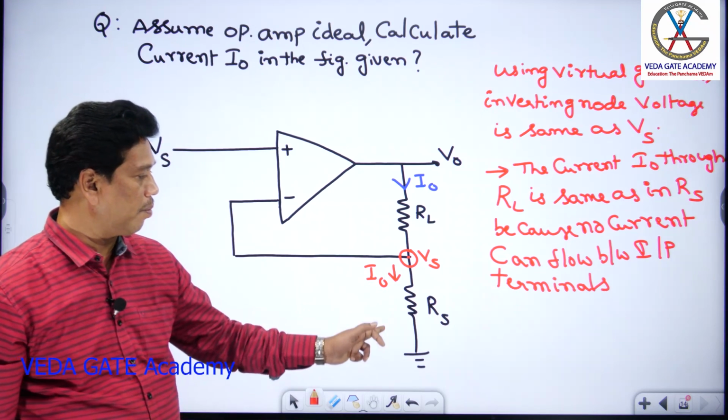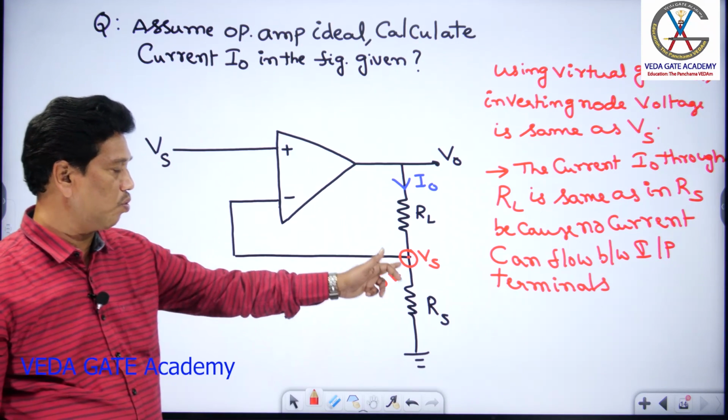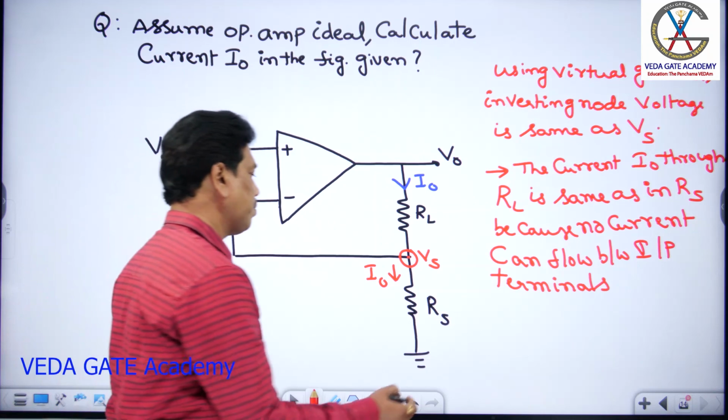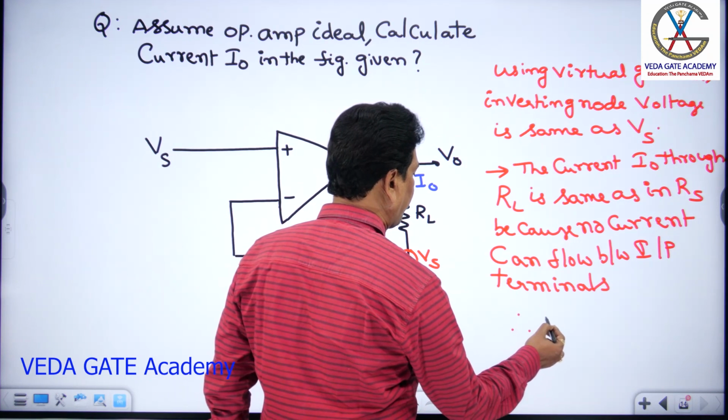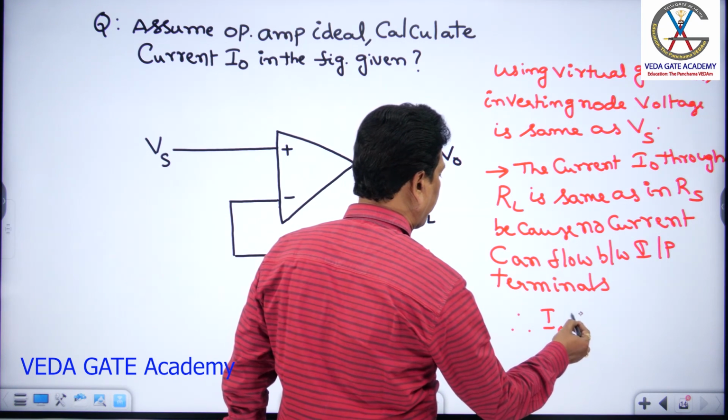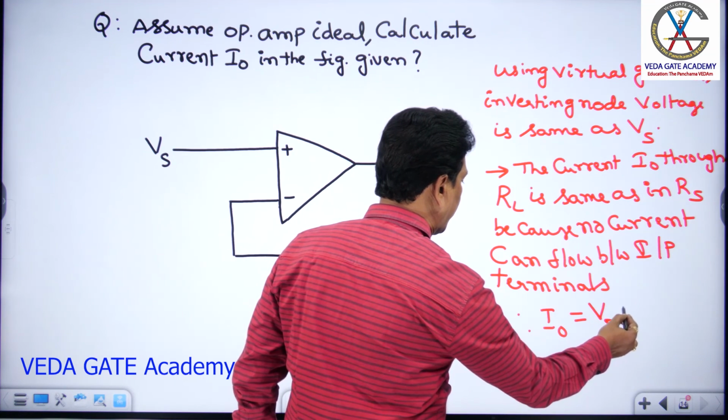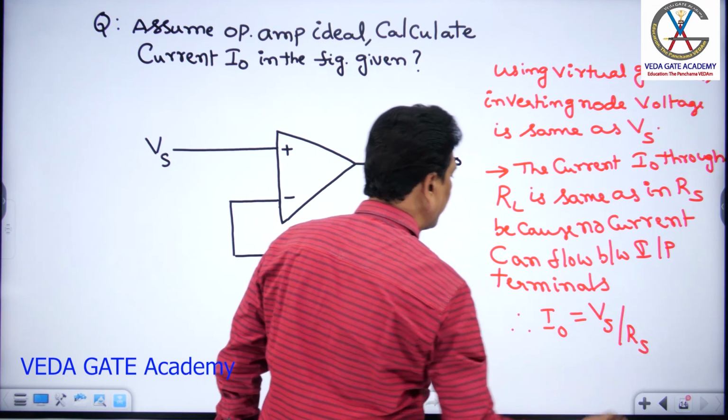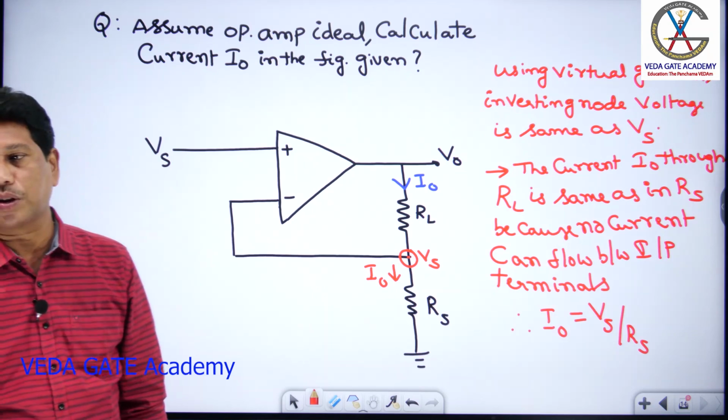Based on that, now I can calculate I0 directly. Using Ohm's law, I0 equals Vs by Rs. So this is the value of I0: I0 equals Vs by Rs.